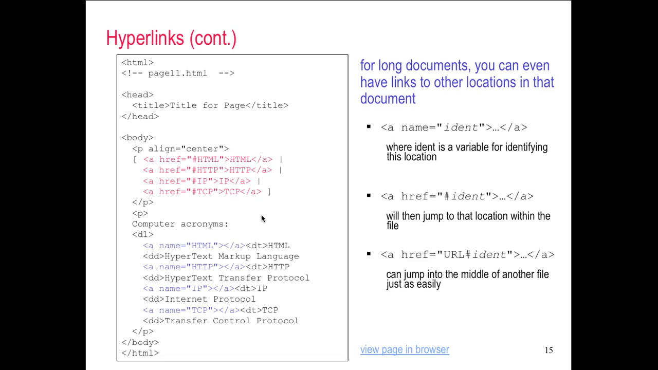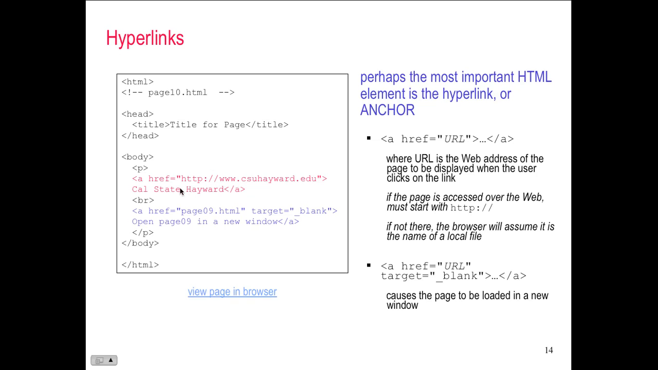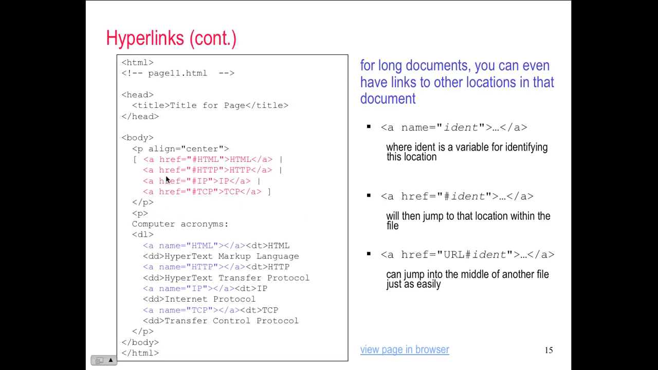So for long documents, you can even have links to other locations in the document. Remember I was saying before, we can have a menu on the top and an outline. Most help documents are done this way. The syntax of the hyperlink uses the A tag element, with an opening and closing A. But the reference is going to be a point within the document, and we're creating the anchor by giving it a name.